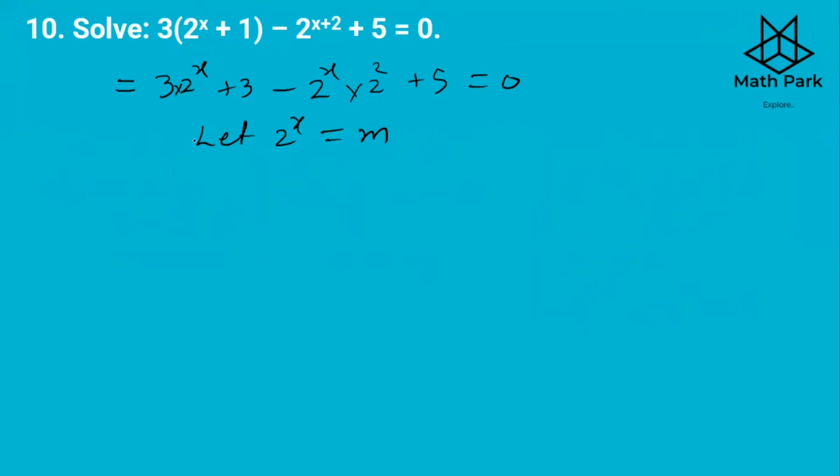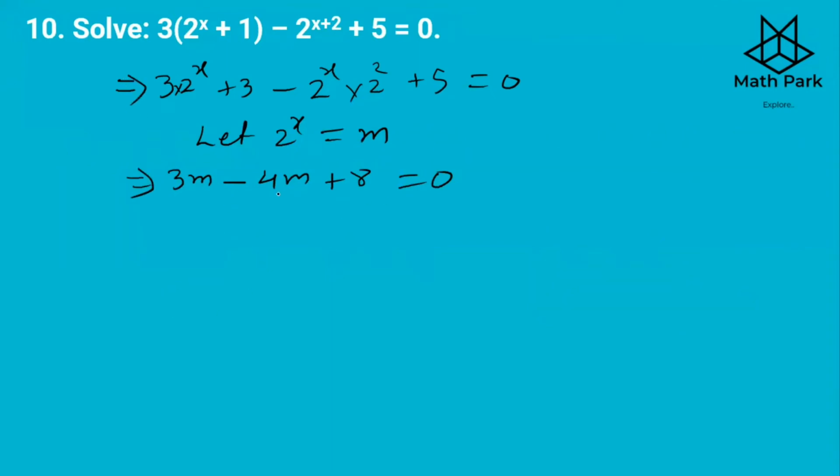So 2 raised to x is m. So I'm getting this as 3m minus 2 raised to x is again m. And 2 square is 4, so I get minus 4m. This 3 plus 5 is 8, so plus 8 is equal to 0. No equal to sign over here because this is an equation.